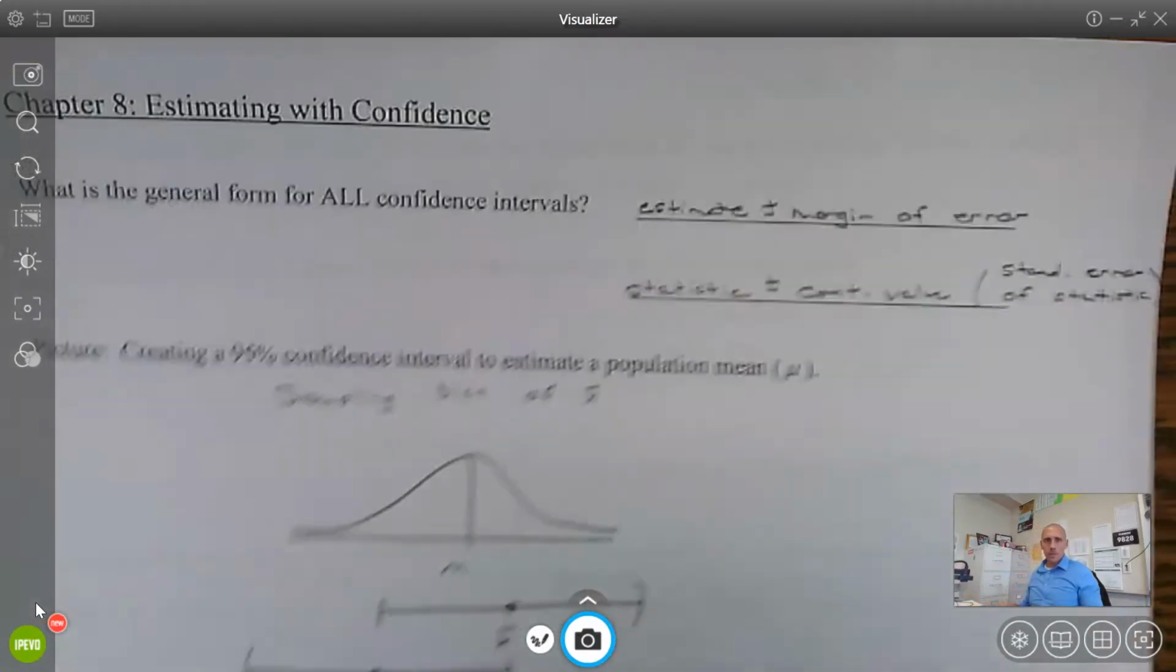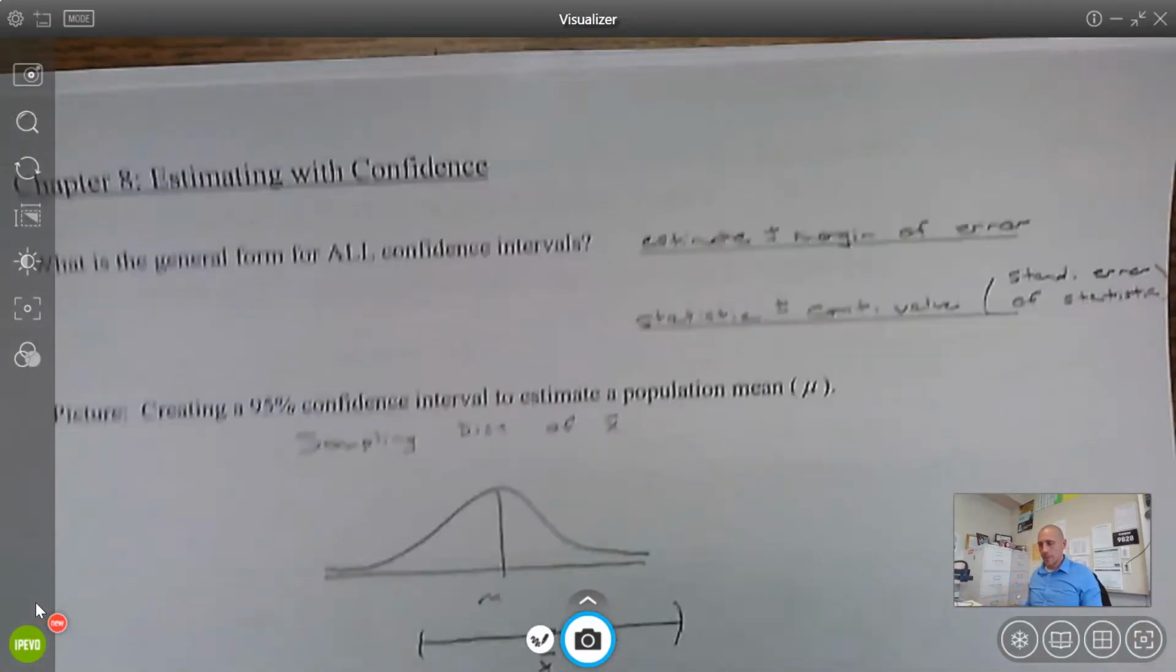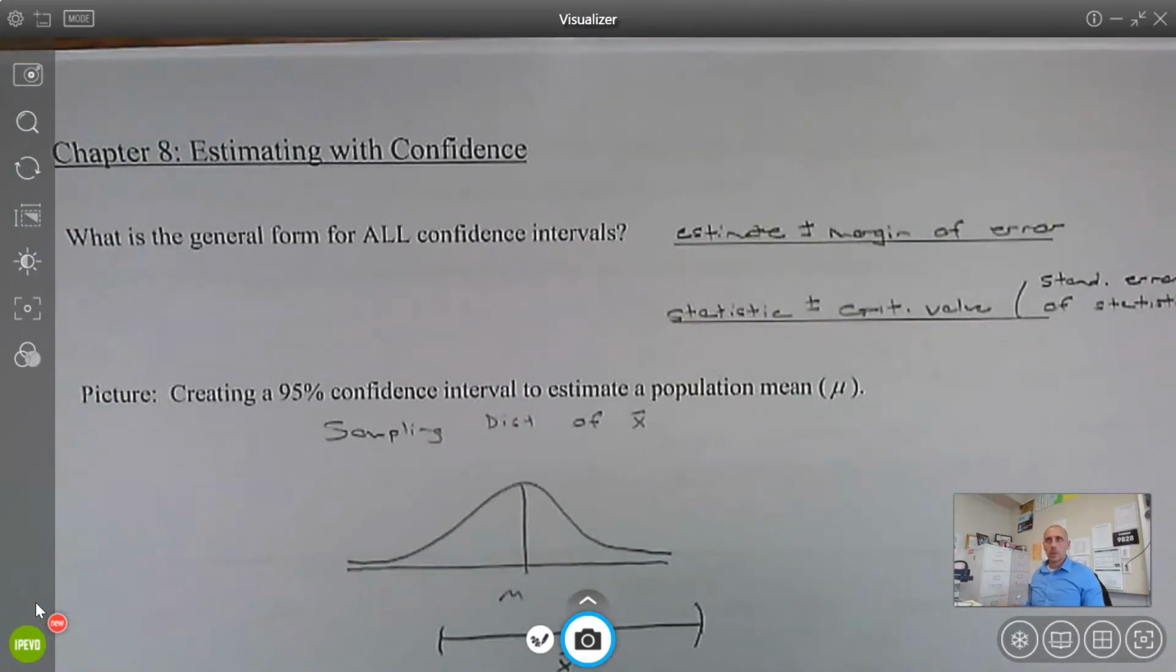Welcome back, Chapter 8. We're going to talk about confidence intervals. In Chapter 8 in the textbook, it covers confidence intervals for means and proportions. So, these are going to be lumped together. They weren't necessarily that way when I taught them this year.